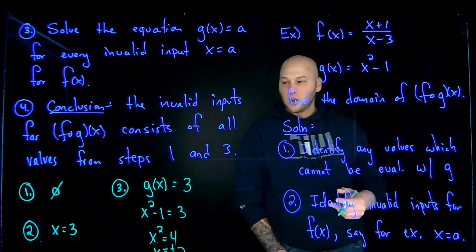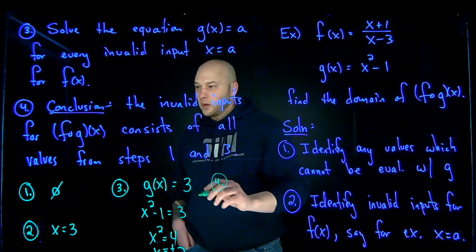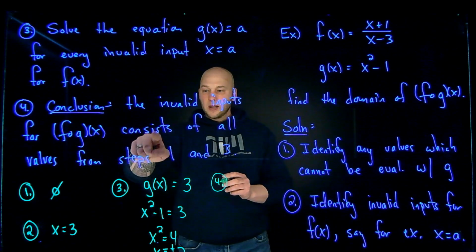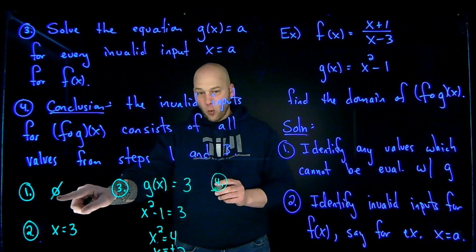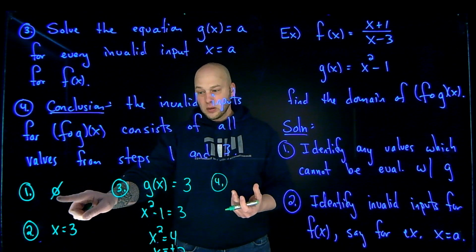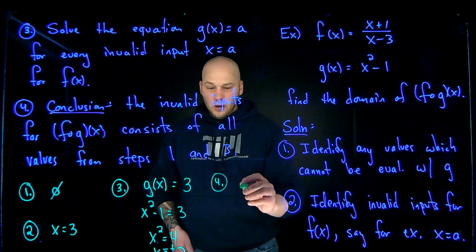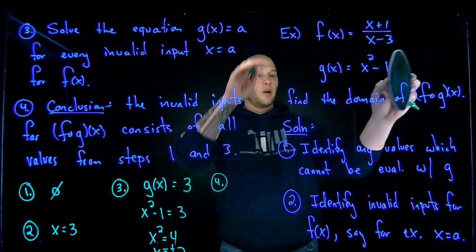Now for step 4, conclusion. The invalid inputs for the composition consists of all values from steps 1 and 3. From step 1, I had no invalid inputs. From step 3, I have plus and minus 2. So therefore, the domain of the composition, let me clean this up and I'll write it over here.